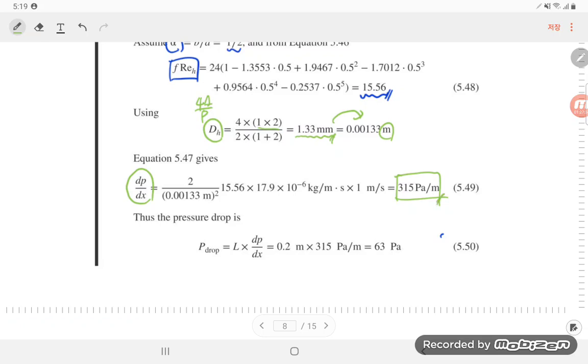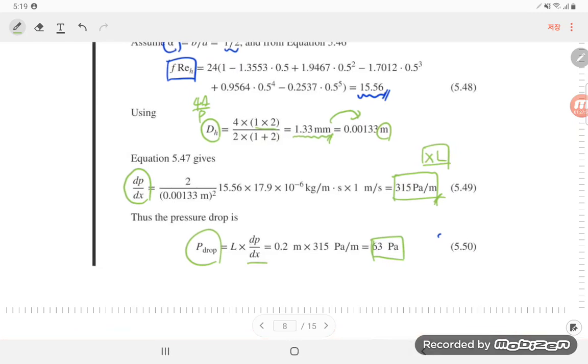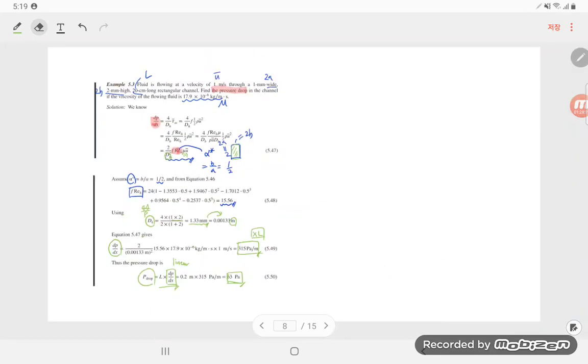So to obtain the pressure difference between the inlet and the outlet, we can multiply by the channel length to obtain only the Pascal unit. The pressure drop is now, okay, we already assume that this is linear. Then if we multiply by this length L, we obtain 63 Pascal for the pressure drop in this channel. Okay.